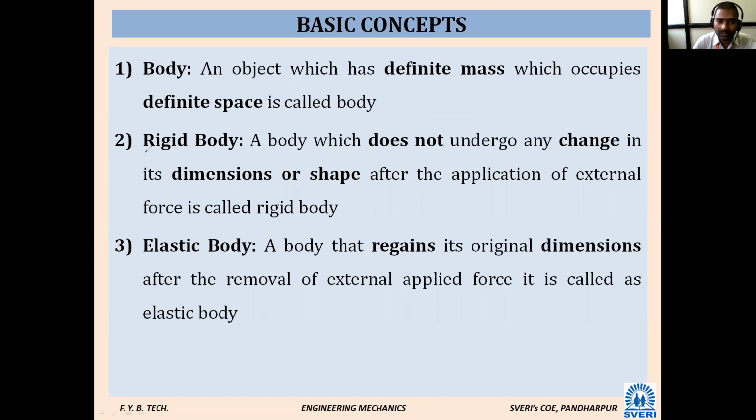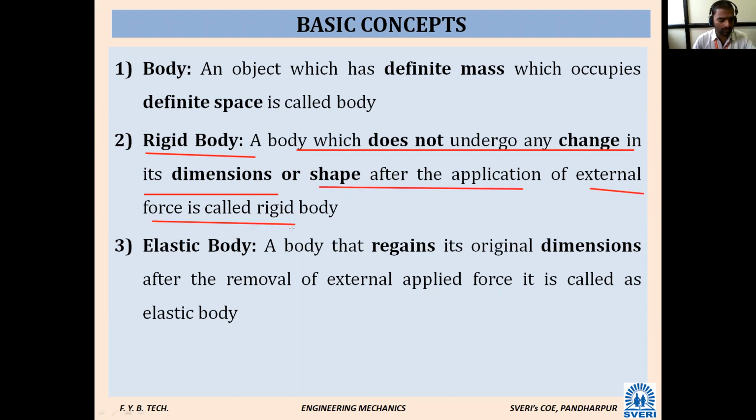Next, this body has a different type: the rigid body. What is this rigid body? A rigid body is a body which does not undergo any change in its dimension or shape after the application of an external force. Now see, this is a body. I will apply a force, one force here and one force here. After applying it, will the dimension of this body change? No, it will not change.